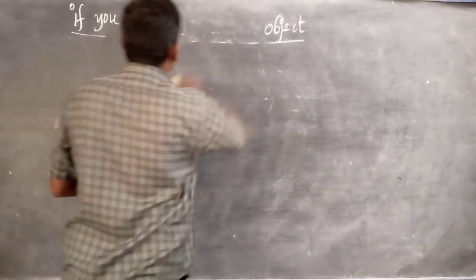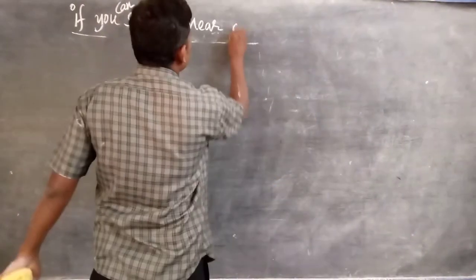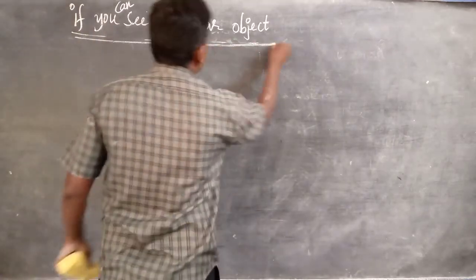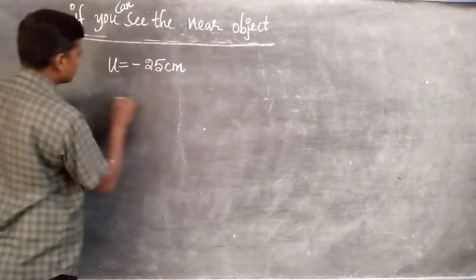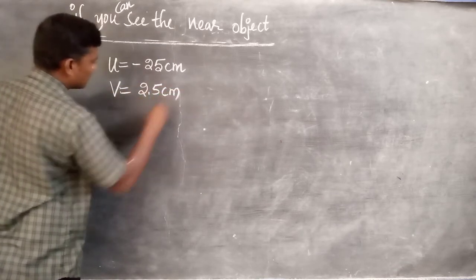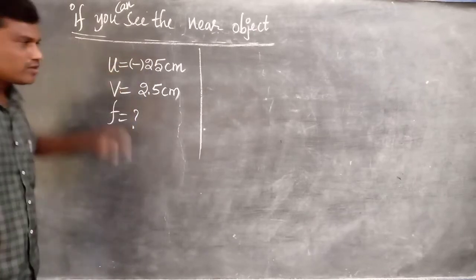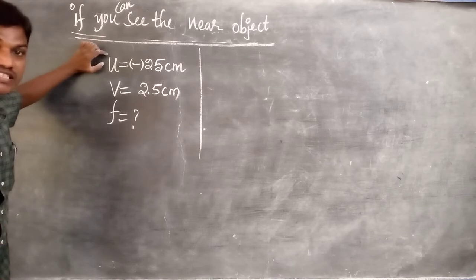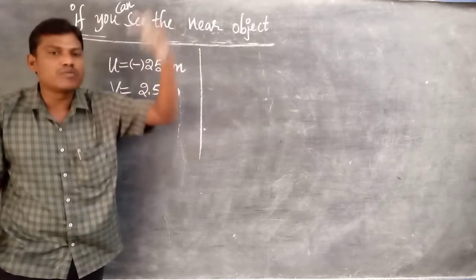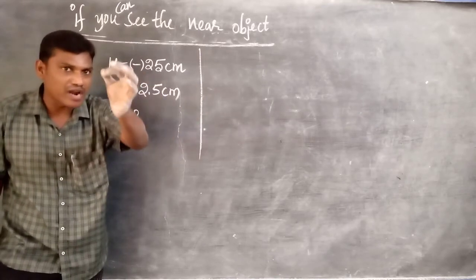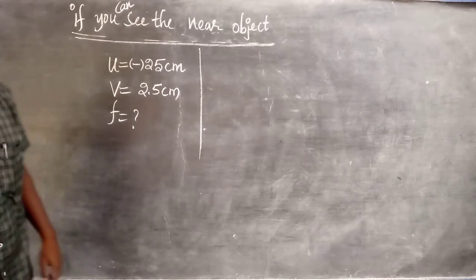If you see the near object, u is equal to minus 25 centimeter, v is equal to 2.5 centimeter, and f you can find. Why should I write u equal to minus 25 centimeter? It is the least distance of distinct vision. What is that? 25 centimeter. A nearby object means the minimum distance at which you are able to see the object is 25 centimeter. That's why if the object is at the near point of your eye, the distance of the object is 25 centimeter. So far is infinity, near is the least distance of distinct vision, 25 centimeter.